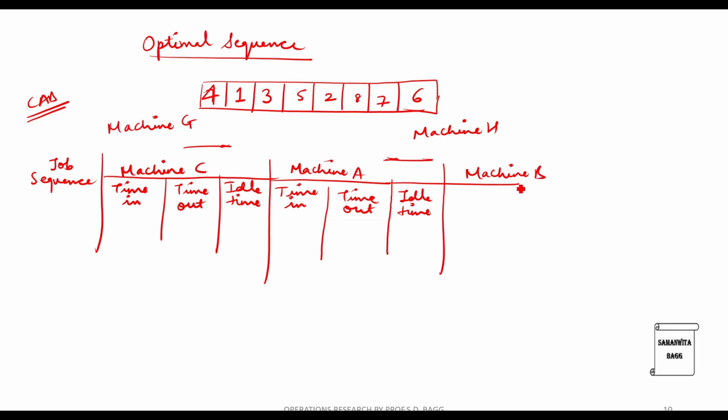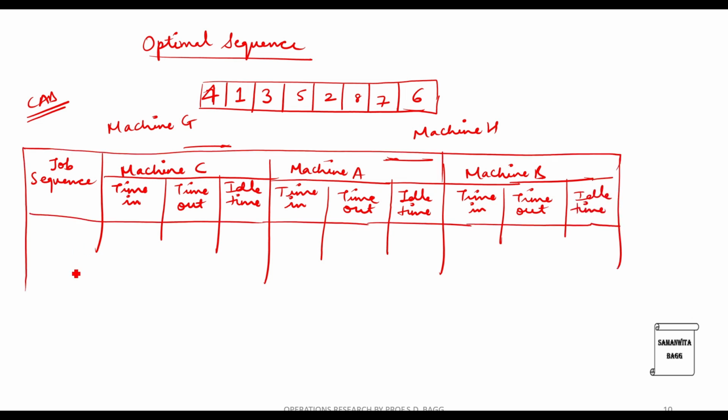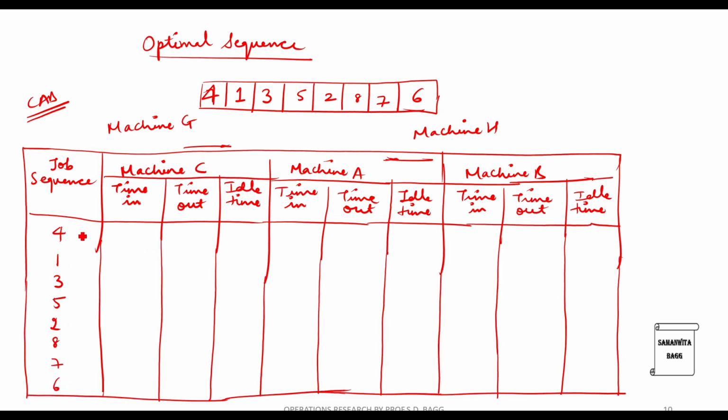And last I have machine B. Again time in, time out and the idle time. Then we'll write the sequence here. So it is 4, 1, 3, 5, 2, 8, 7, 6. So now we'll start with the first one.